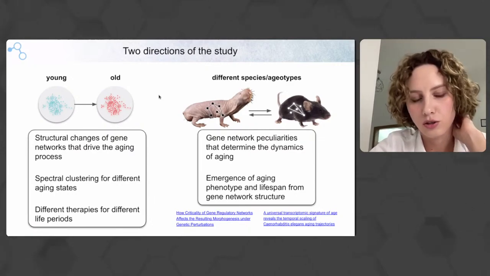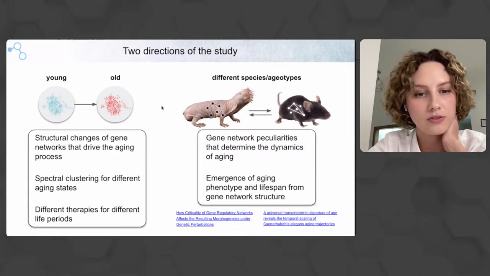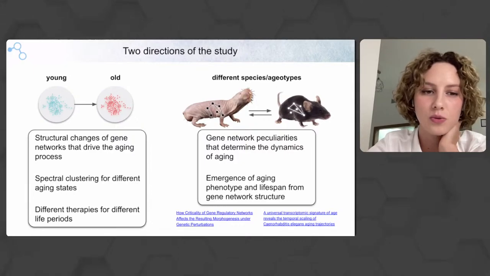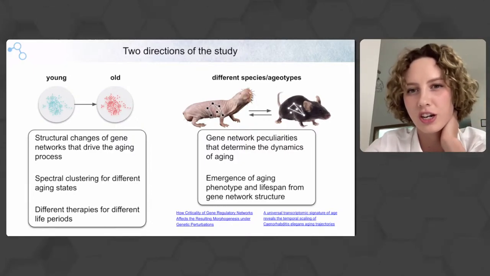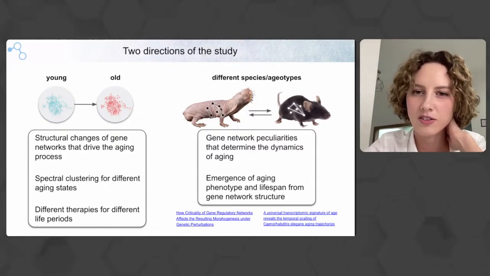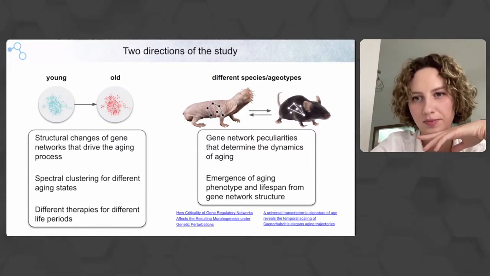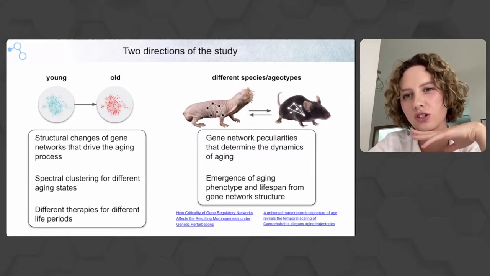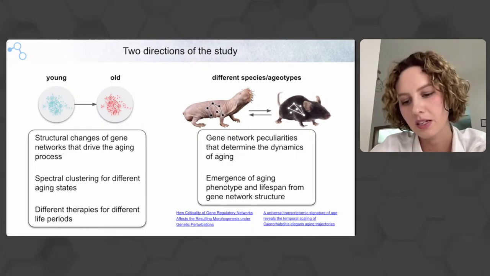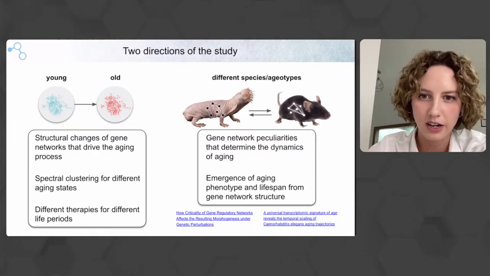And then we find clusters in gene regulatory networks, and we investigate how these clusters also change during the aging process. But another topic is how different species or different human ageotypes are different in terms of gene regulatory network structure.